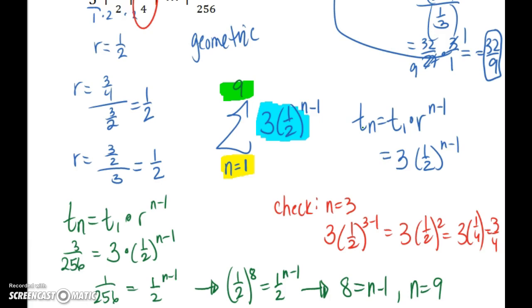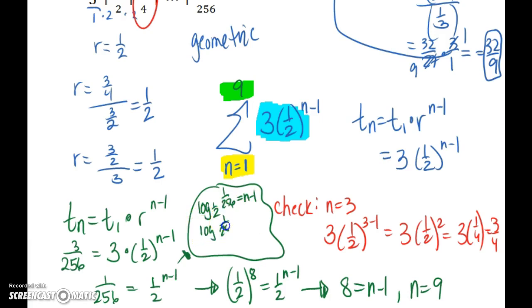Now, you could also use logs if you wanted to find n. So let me just squeeze that in this little space right here. So instead, you could have changed this to log base 1/2 of 1 over 256 equals n minus 1, and done change of base formula, log of 1 over 256 over log of 1/2, and that works out to be 8, and gotten n equals 9 that way as well.